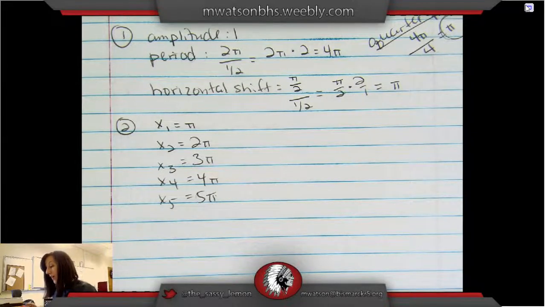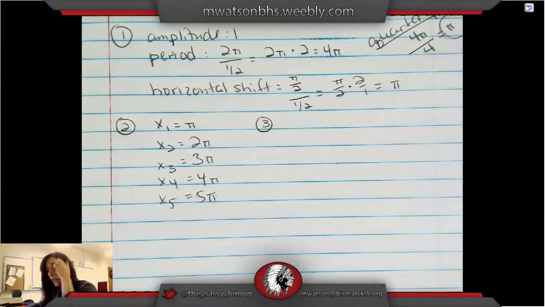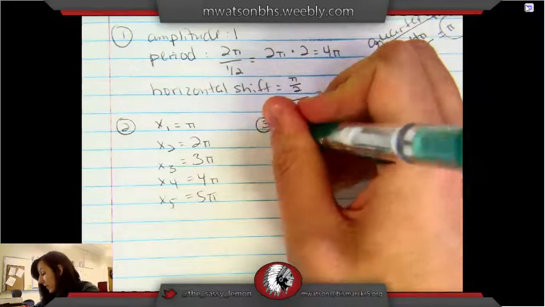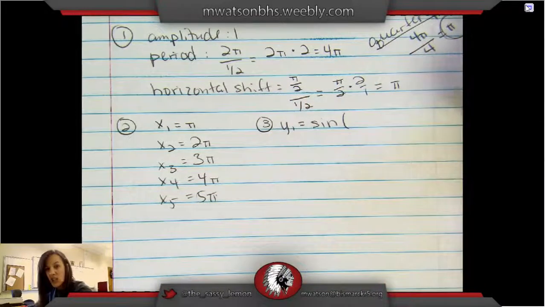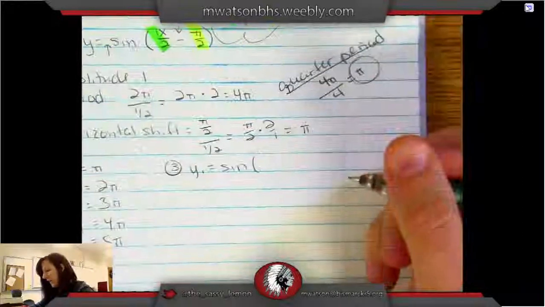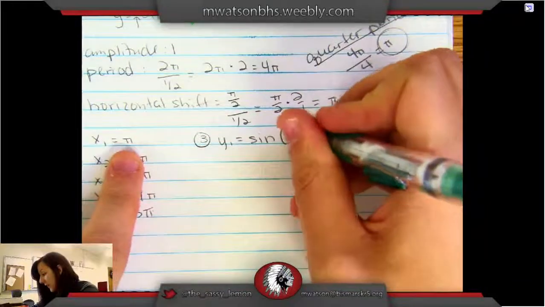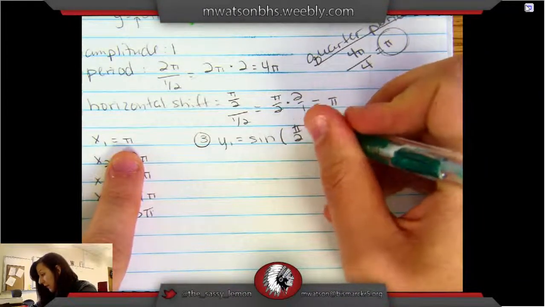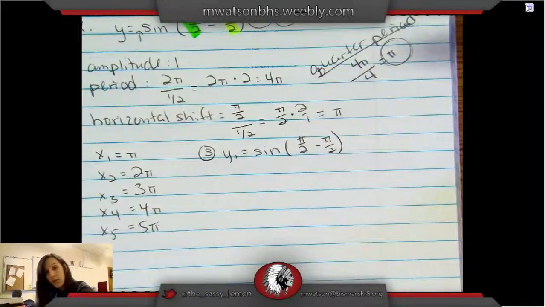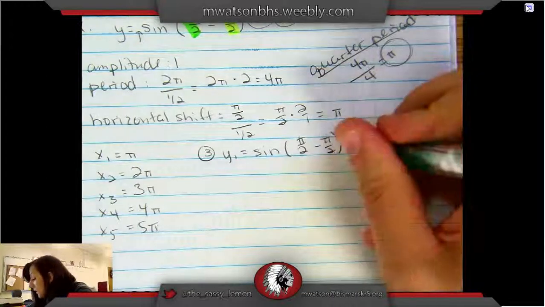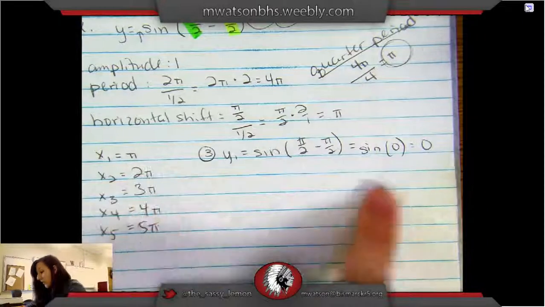Now we need to find our corresponding y values. I'm just going to do those right over here. So that's step 3. So I'm going to find y sub 1. That equals sine, and this is where it gets tricky. Okay, this is the trickiest part of the whole thing. You got to be careful when you're plugging in these x values. So we're going to plug in pi over 2 minus pi over 2. See, I just plugged in pi where x was at. So that's the same as sine of 0, which we know is 0. So y sub 1 is 0.